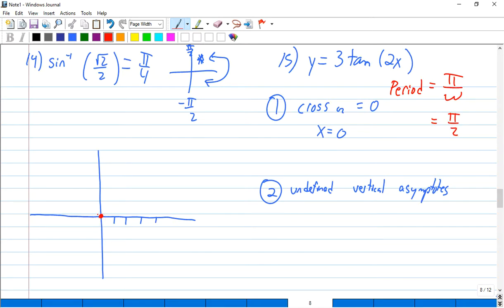So if it crosses at 0, then you add pi over 2 to that. It's going to cross again at pi over 2. Add pi over 2 to that. Pi over 2 plus pi over 2 is pi. Right? 1/2 plus 1/2 is 1. Now directly in between any two places that it crosses, so we know it's going to cross here and it's going to cross here, the midpoint between any two places that it's going to cross, so if you add those two x's together and divide by 2, at pi over 4, you're going to have a vertical asymptote.